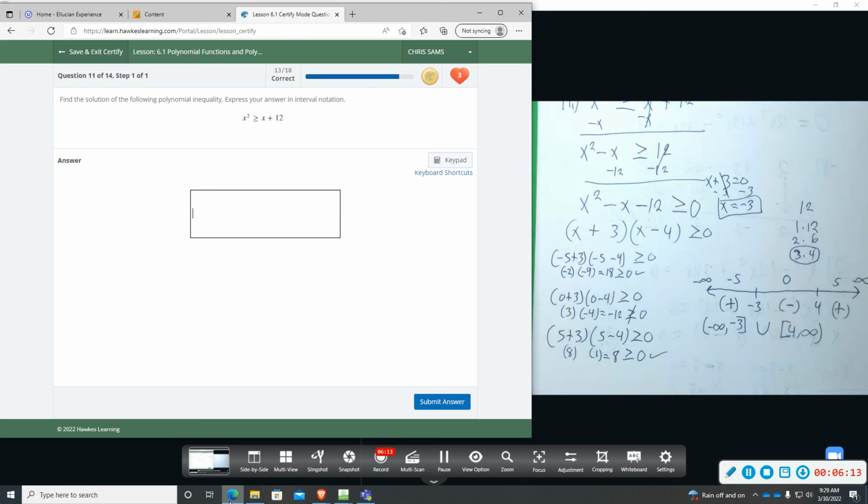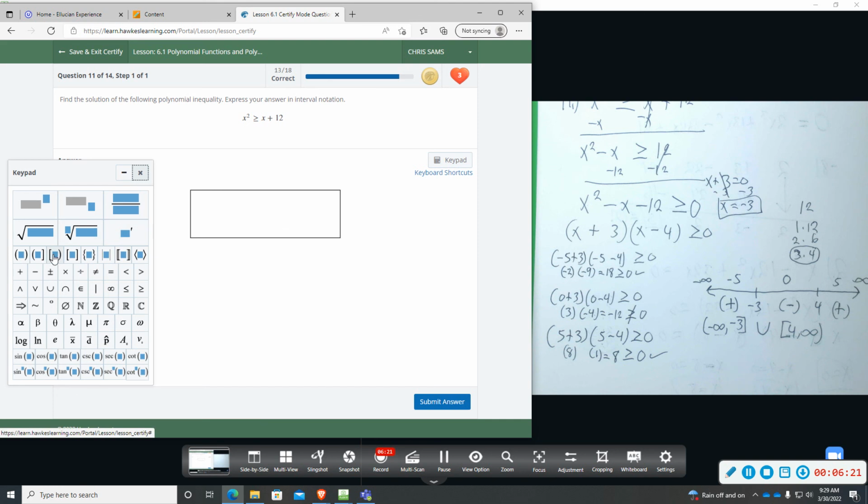And so we're going to do that here. We're going to do keypad. I need the open, close. That's negative infinity, comma, negative 3. And then I need the union symbol. And I need 4 to infinity.